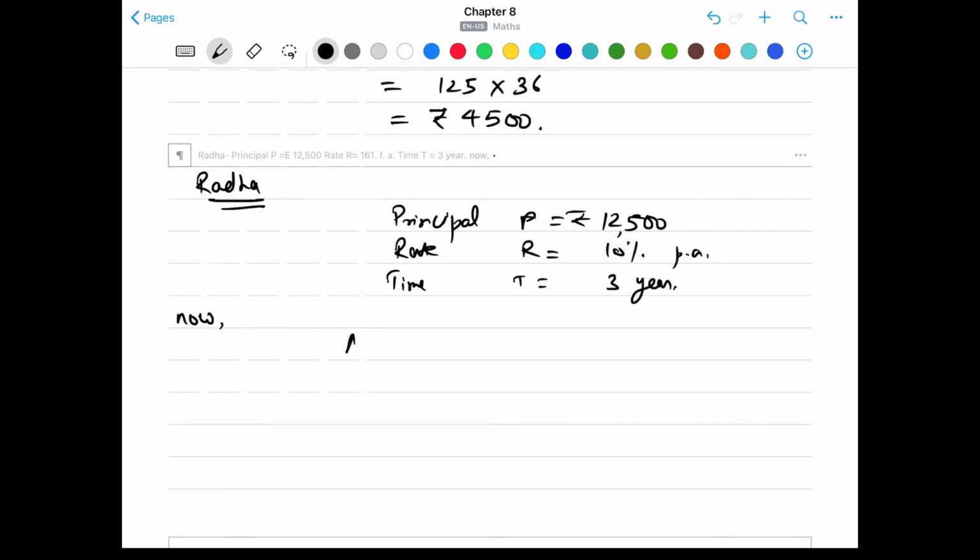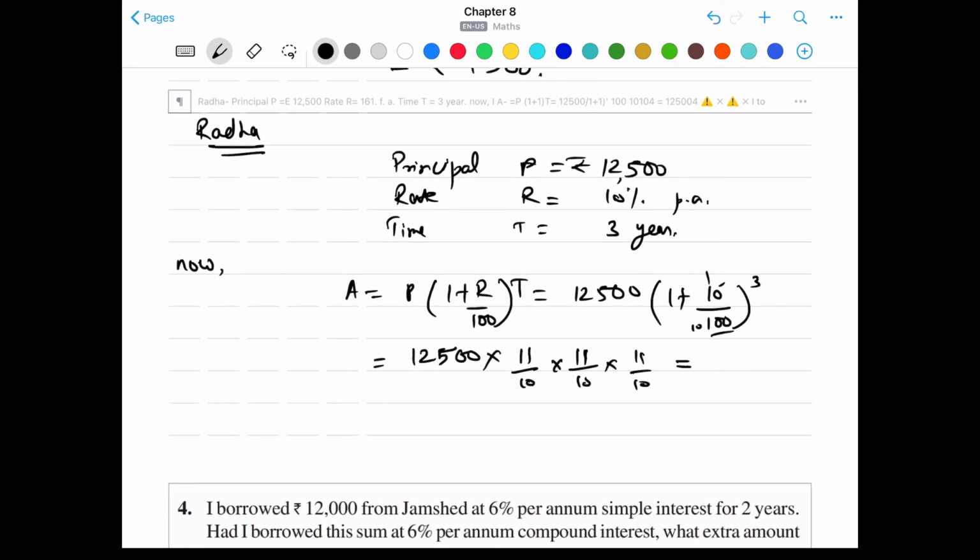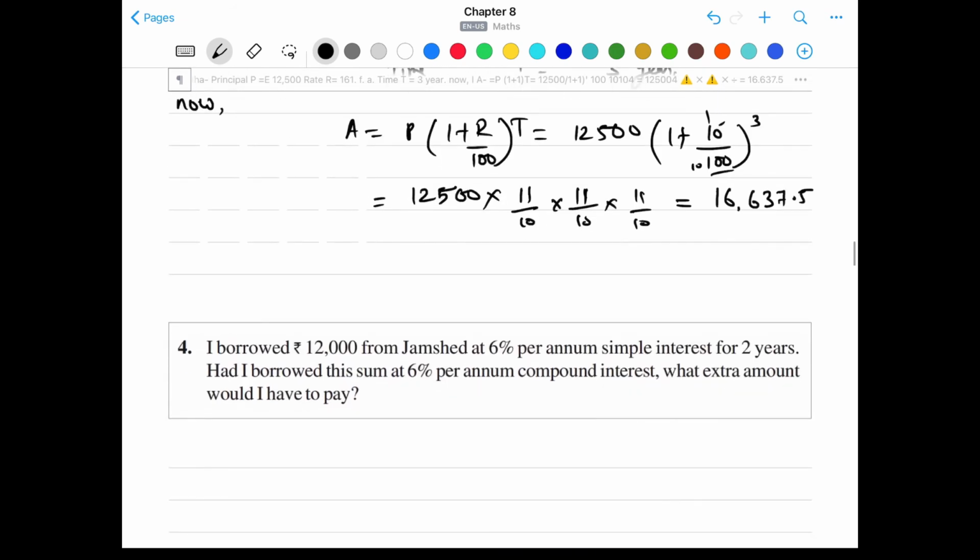Now amount A will be P into (1 plus R divided by 100) to the power T. So this will be P here is 12,500, 1 plus R is 10% divided by 100, power 3, which is the time period. So this 10 divided by 100 will give us 1 by 10 here. Okay, so when you solve this, 1 plus 1 by 10 will become 11 by 10. So we'll get 12,500, and after solving this bracket you will get 11 by 10. As the power is 3, we'll write this 3 times. After solving this, you will get the result as 16,637.5 rupees. So that is the amount which will be paid by Radha.